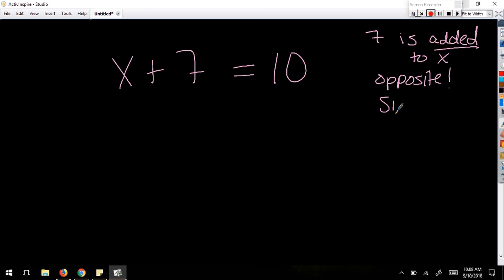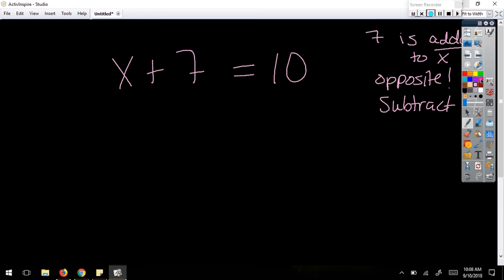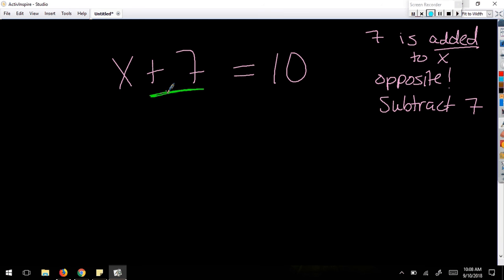So I subtract x. That would make it go away, right? Or subtract 7, I'm sorry. That would make it go away. Do we all agree? Yes. The way it sits now, x has got a 7 hooked to it, right? It's added to it. So I need to do the opposite so that it cancels out and gets rid of it. So the opposite of adding 7 would be subtracting 7.